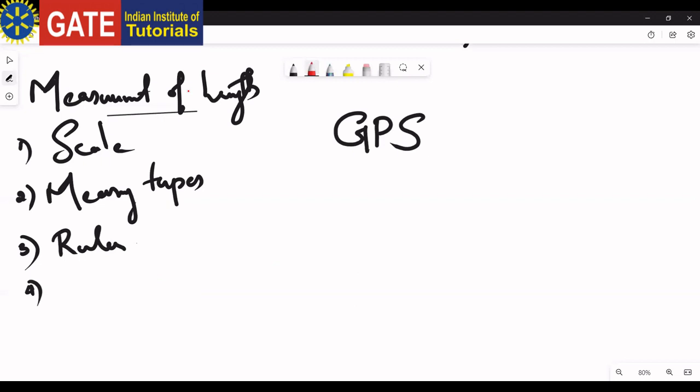And then any other technique? Say you took a car and traveled from here to Jayanagar. The initial reading shown on the odometer was 12621.